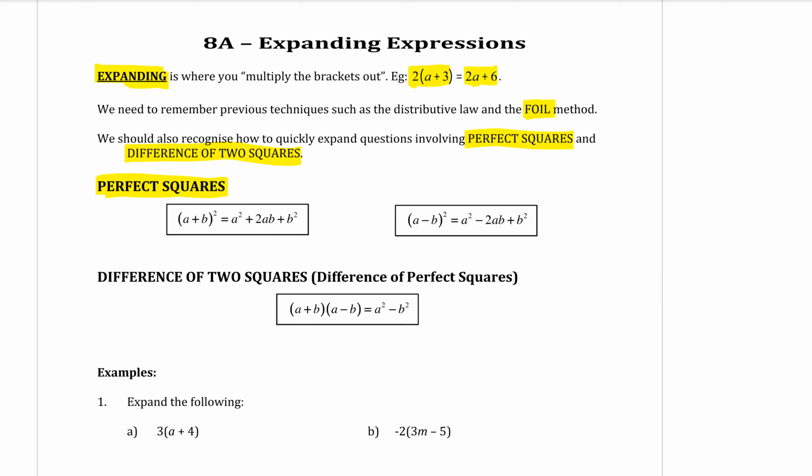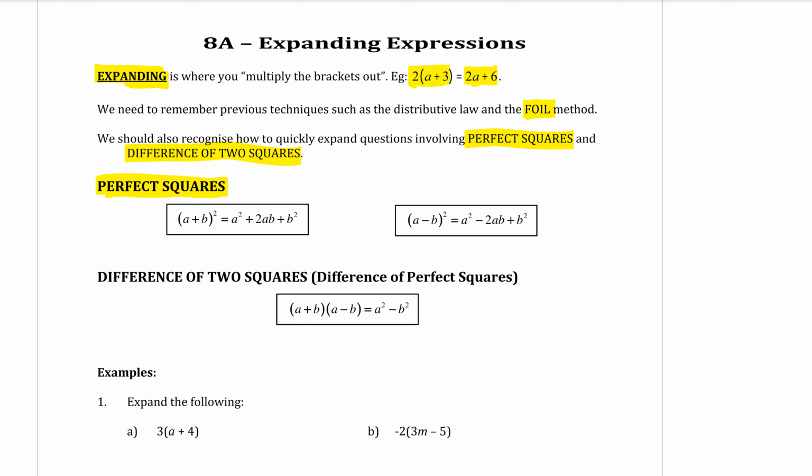The second box over here is very much the same. If I want to expand that out, a times a makes a squared. For the second term, multiply the a with the minus b times the 2 to get minus 2ab. And for the third term, minus b times minus b makes a positive b squared, because two minuses make a plus. Okay, so they are the perfect squares shortcut formulas.